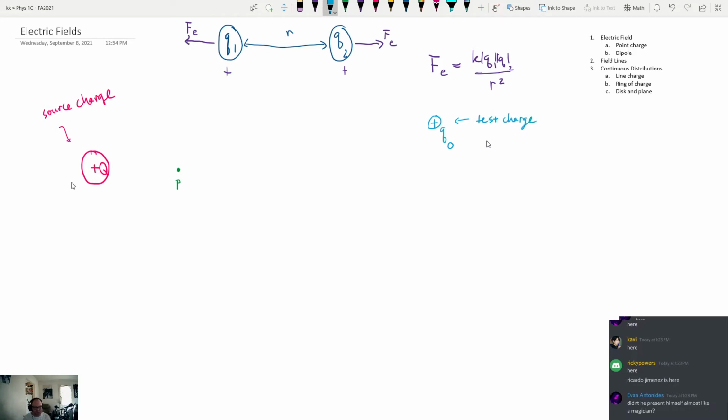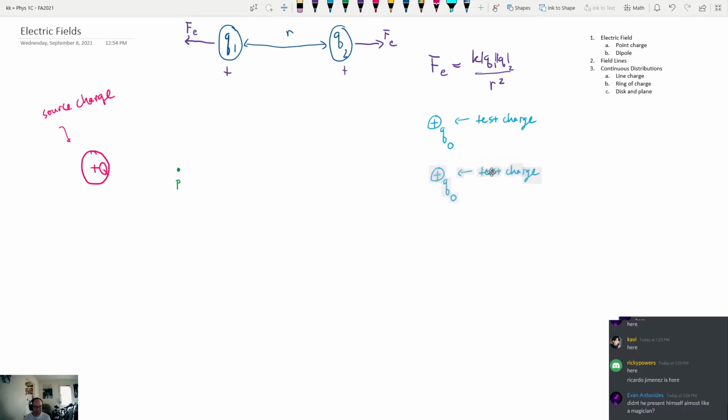And what we're going to do with the test charge is use it to probe what we call the electric field. We can put our test charge wherever we want. I can put it down here, right here at the point P, or right up here. I'm going to put it at different positions and ask you to tell me the answer to the question: what direction is the force on the test charge?